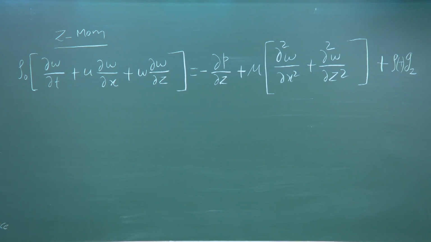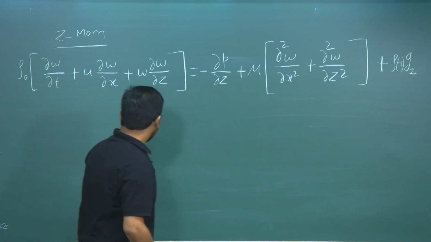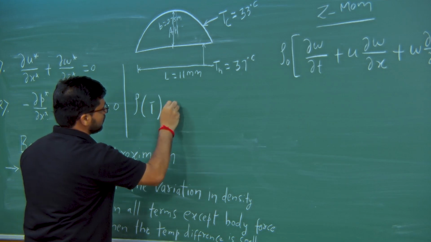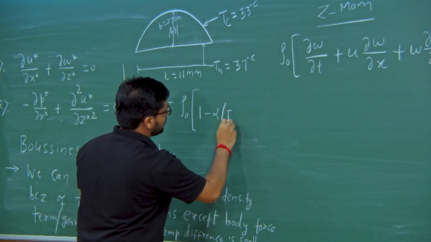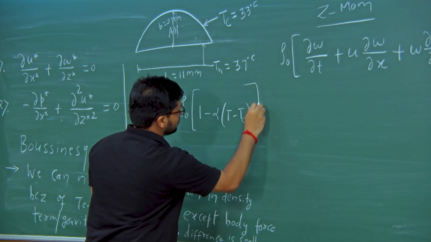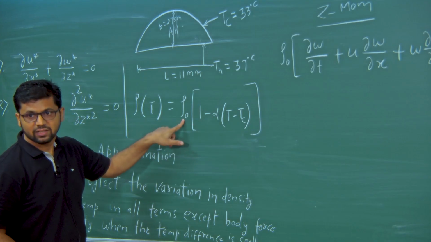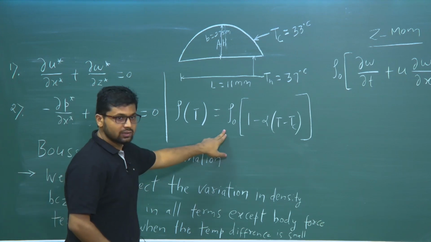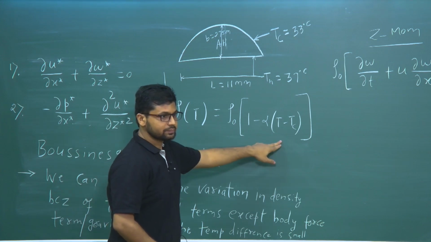Now, what I want to do, we will have to define how density is varying with temperature. So, for that we will consider that this rho of T is rho naught times 1 minus alpha times T minus T c. What it says is that if the temperature is higher, then this density rho will be less than rho naught. So, as the temperature increases, the density decreases, and we have taken here that density is linearly dependent on temperature.